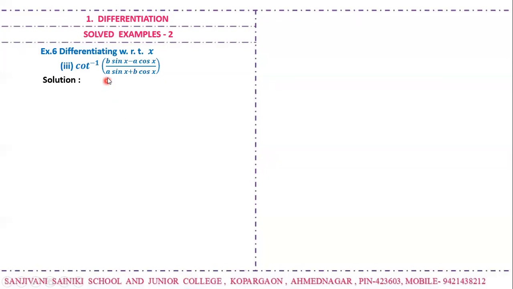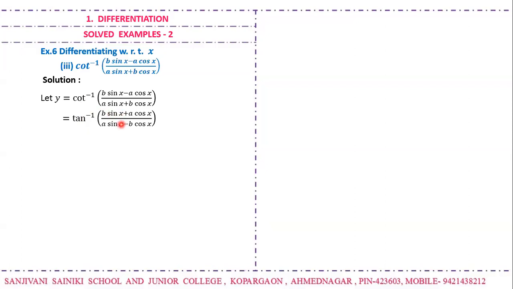Next, cot inverse of (b minus sin x minus a cos x) upon (a sin x plus b cos x). Now we know that cot inverse of x is the same as tan inverse of 1 upon x, or tan inverse of x is cot inverse of 1 upon x. So using that property, we can write the given problem with tan inverse instead of cot inverse.